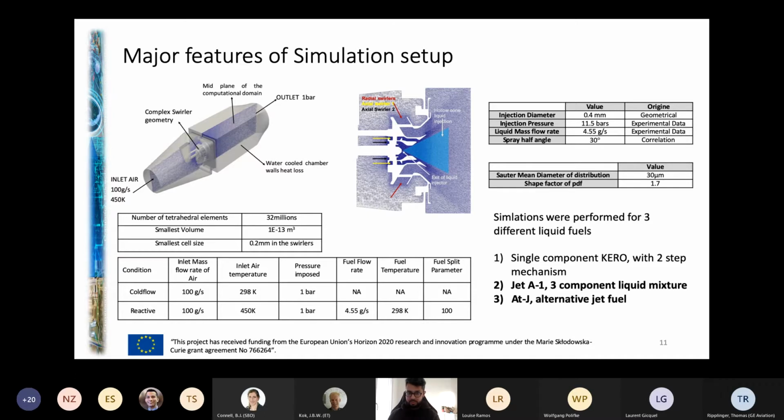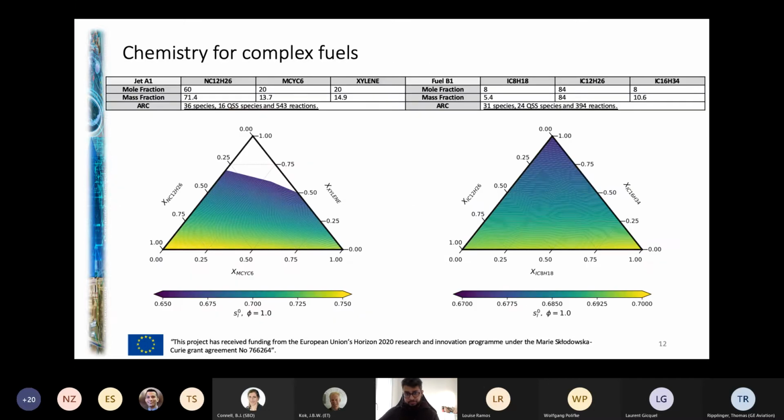One is a 3-component mixture representing Jet A, very similar to what I showed for the 1D flames. Another is an alternative jet fuel, which is a sort of synthetic fuel that is being discussed instead of Jet A. The compositions are shown here, and the contour plot is actually a ternary plot of the 3 components, where every point inside represents a possible fuel space. So for Jet A, you have a very large ARC at this point of time, 36 species, 543 reactions.